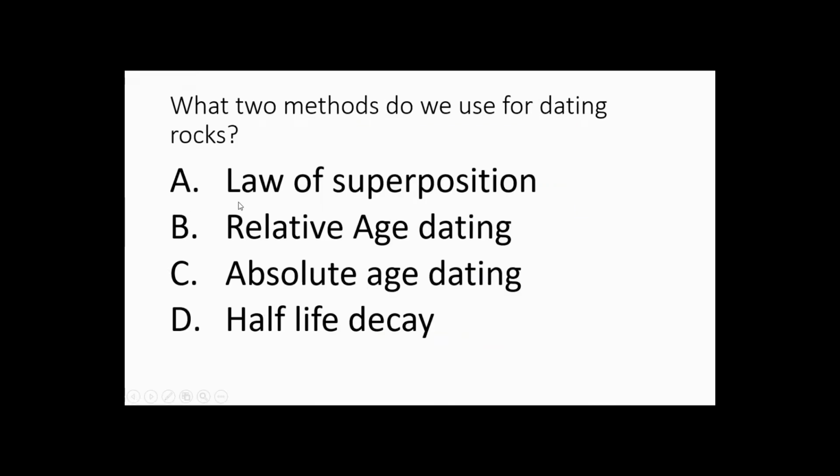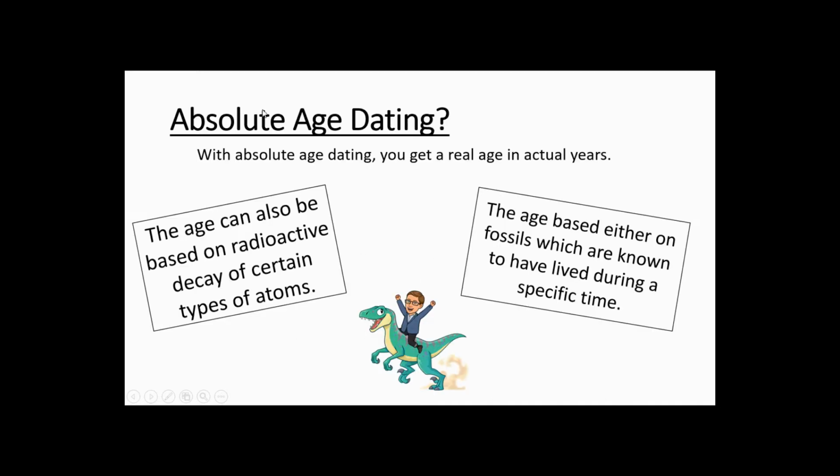What two methods do we use for dating rocks again? Hopefully you said B and C, because there's two methods, relative age dating and absolute age dating. We just talked about relative age dating, but let's look at absolute dating. With absolute age dating, you get a real age in actual years. The age can also be based on radioactive decay, or it could be based on fossils.